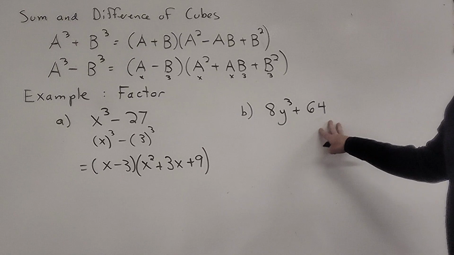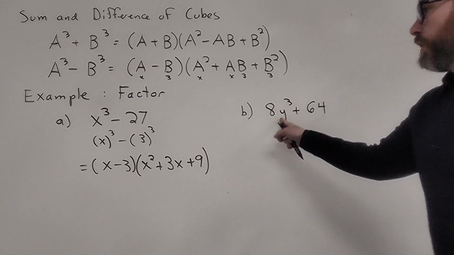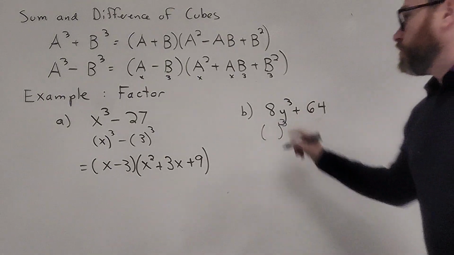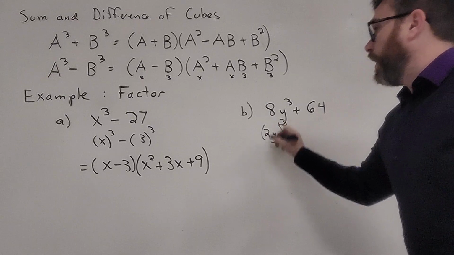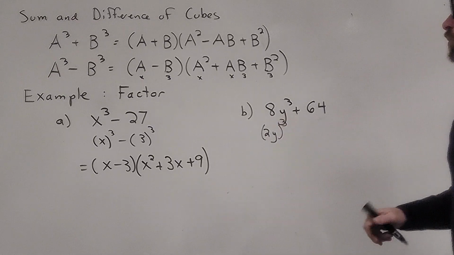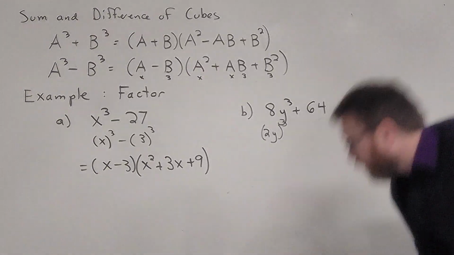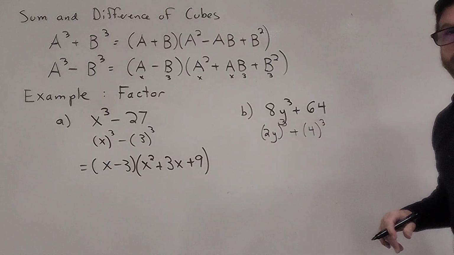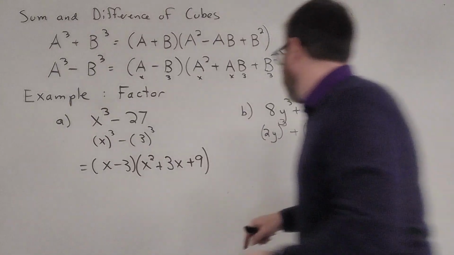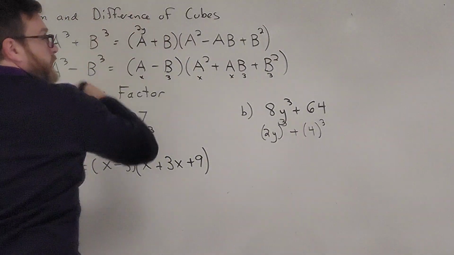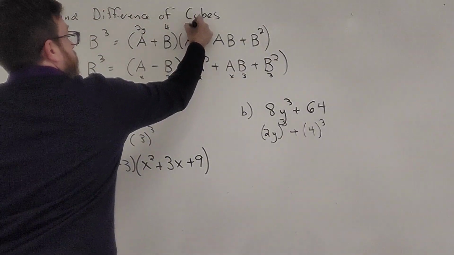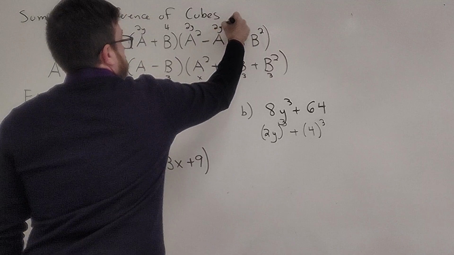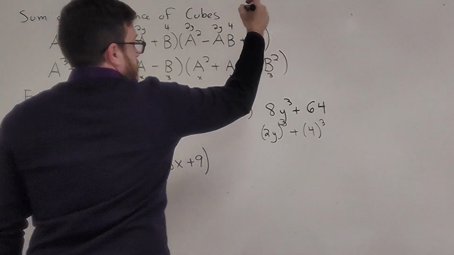Now this is a sum of cubes. So in order to factor a sum of cubes, I know that this thing can be written as something cubed, something to the third power. So 2 cubed is 8, and y cubed is y cubed. So your a is going to be 2y. And then your 64 is plus, well, this is going to be 4 cubed. 4 times 4 times 4 is 64. So this is going to be your a, and this is going to be your b. So a is going to be 2y, b is going to be 4. Don't forget, you still have to square it.